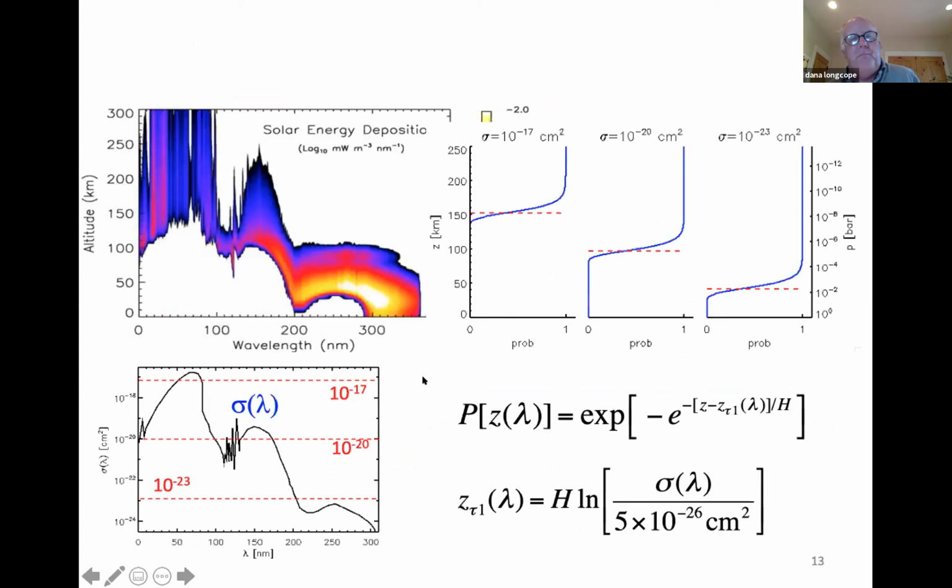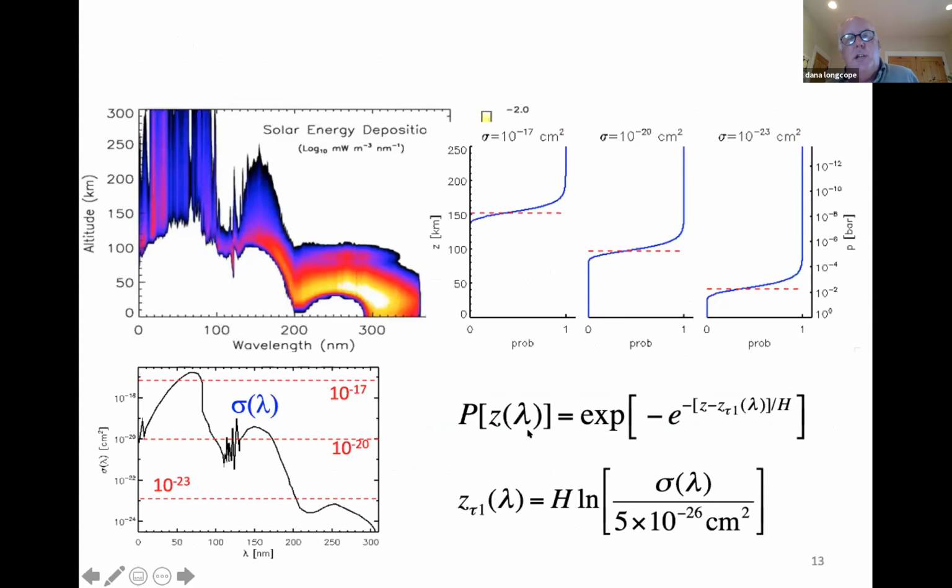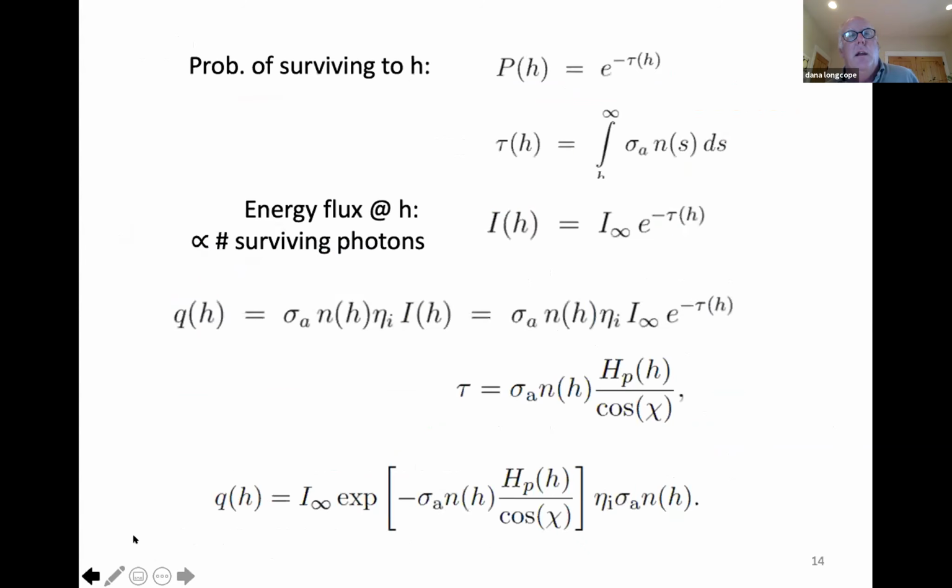The heat you're delivering is basically the energy of each collision times, oops, I thought I had that in here somewhere. Yeah, here's the probability of surviving. The energy flux at infinity is also going to fall off that way because that's how many photons are making it. And then you have to put in the energy eta sub i with each collision.